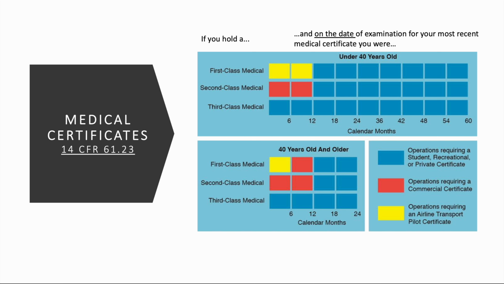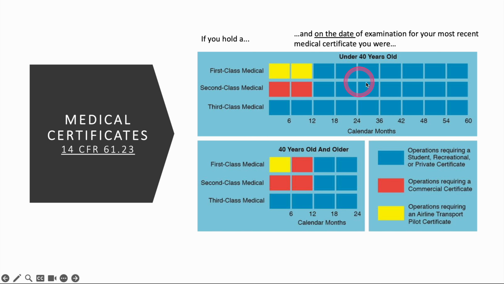So this table goes over what are the different classifications of medical certificate. So there's first class, second class, and third class, and those are dependent on what type of operations you're going to be doing. It also depends on your age. So if you're younger than 40 or older than 40, or 40 and older.